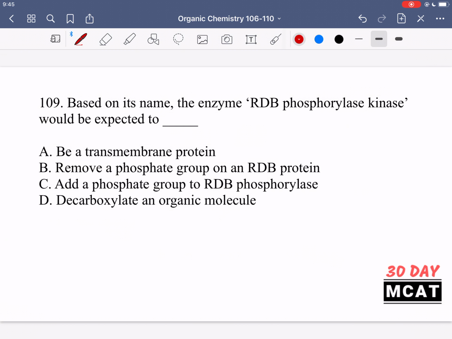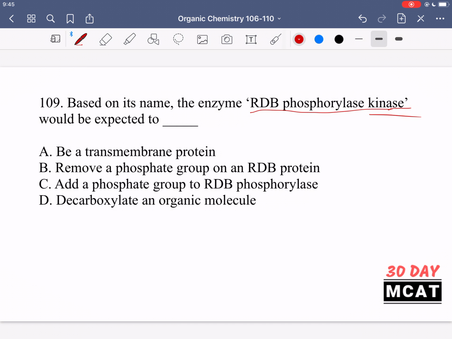In question 109, it says, based on its name, the enzyme RDB phosphorylase kinase would be expected to blank. So we are talking about this enzyme. And note, for a lot of enzymes, their name kind of puts them into a class and gives away what their function is. So in this case, we are talking about a kinase. So if you know what a kinase does, then this question should be easy.